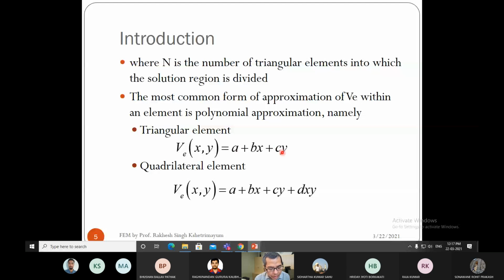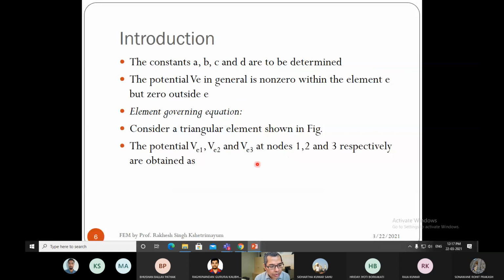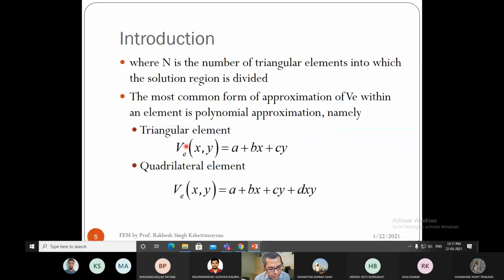Here a, b, c, d are the unknown constants you have to find. x and y are the variables for the x-axis and y-axis. So these constants a, b, c, d are to be determined. So let's say if I want to find the potential for the element E, for the triangular element, if I know a, b, and c, I know the function within that triangular element.